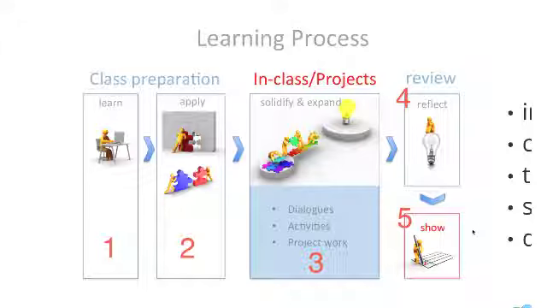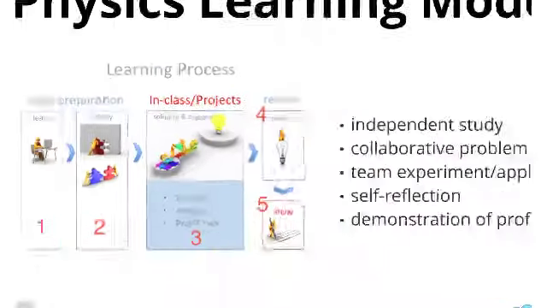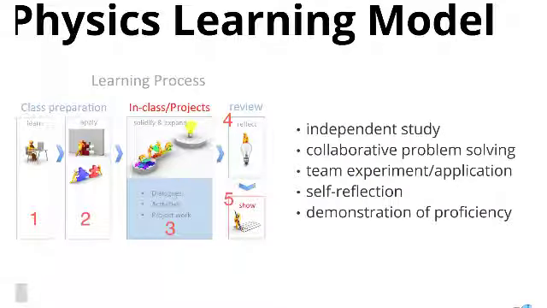Now, this was the idealized learning process, and it was meant to consist of independent study, that's area 1, collaborative problem solving, area 2, team experiments and applications, area 3, self-reflection, area 4, and then a demonstration of proficiency. We didn't do a great job of this last term. We've learned a great deal from you about what not to do.